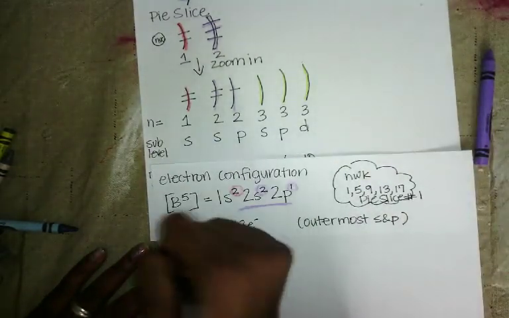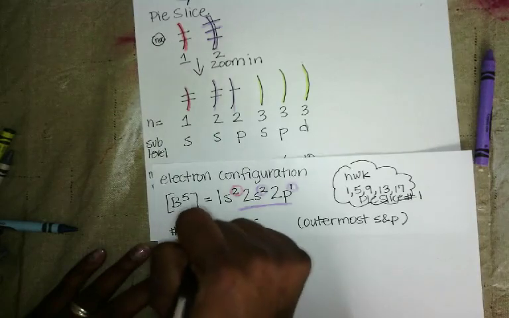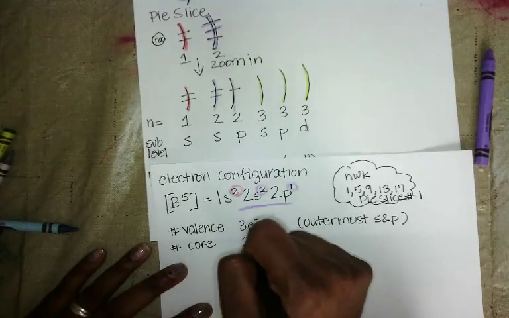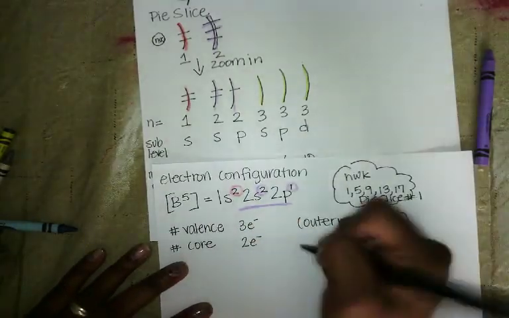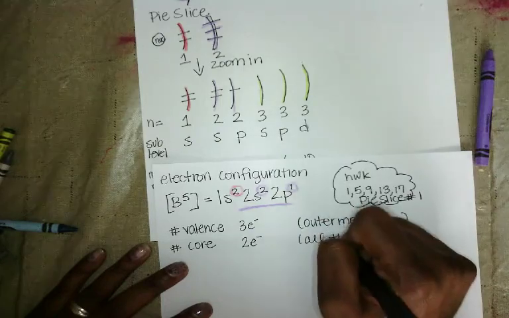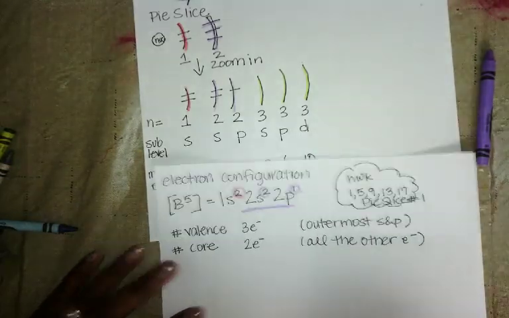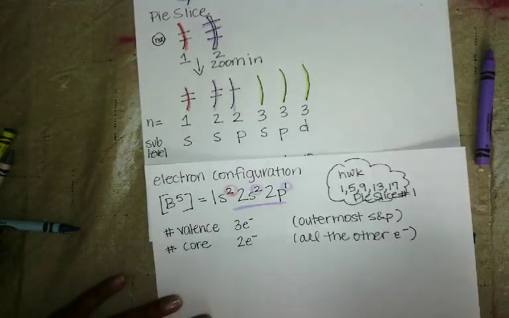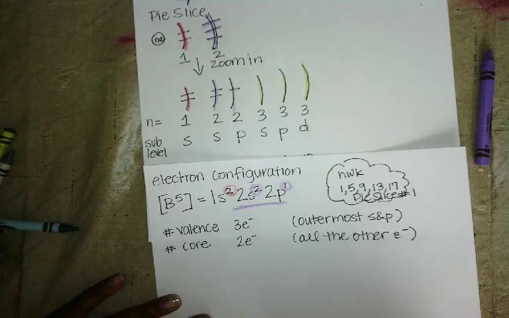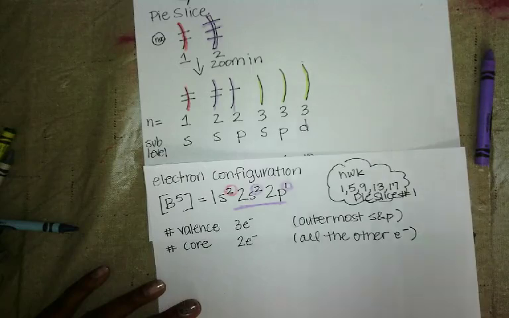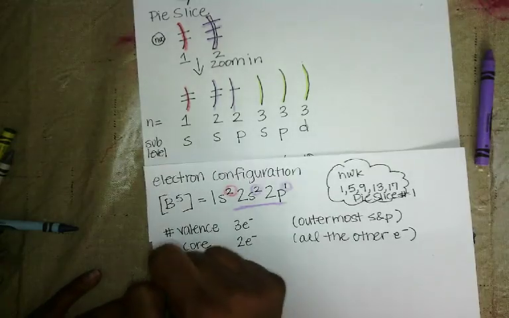Your core electrons is going to be 2. Okay? That's all the other electrons. All right, so I will post a whole separate post to show you another problem. Okay, I want to show you one last thing, and that's something we call the noble gas configuration.